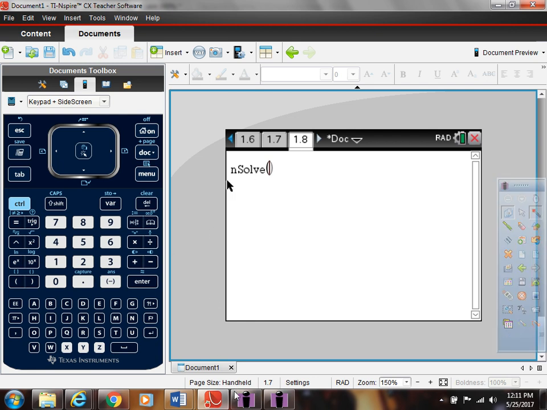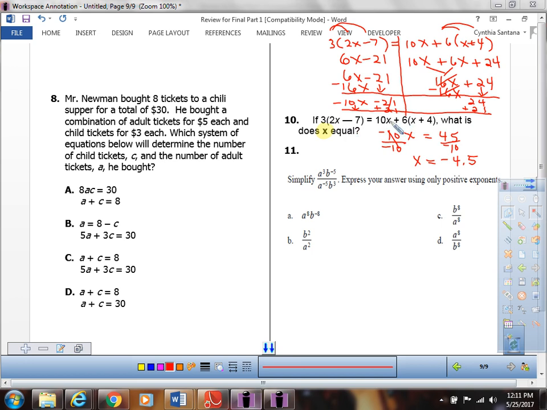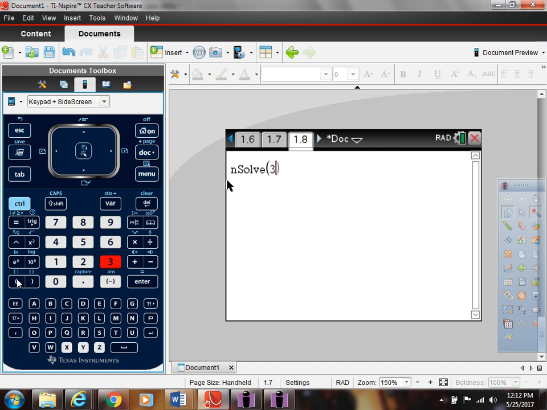What do you need to remember when you type it, though? What is it that a lot of you forget? Because watch, I'm going to do it. 3 parentheses, and then you do 2x. Somebody call it out to me. 2x what? Yeah. Minus 7. Okay. Equals 10x plus 6, parentheses, x plus 4. This is what some of you forget.